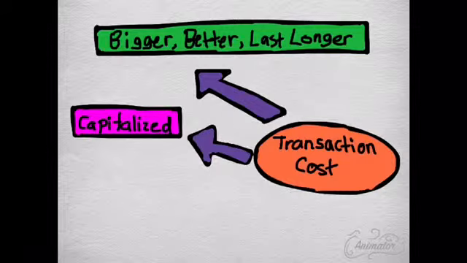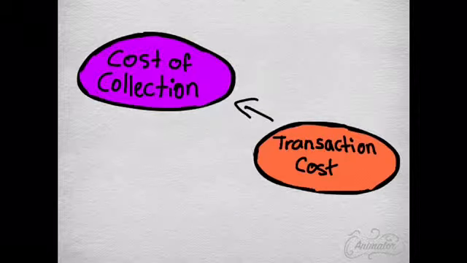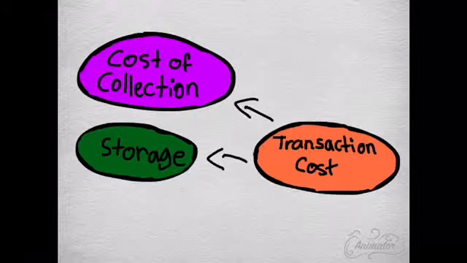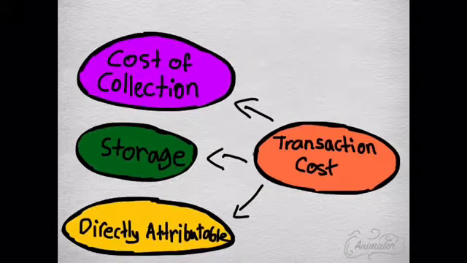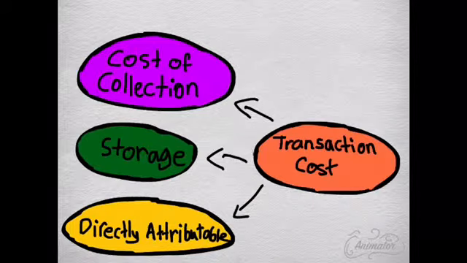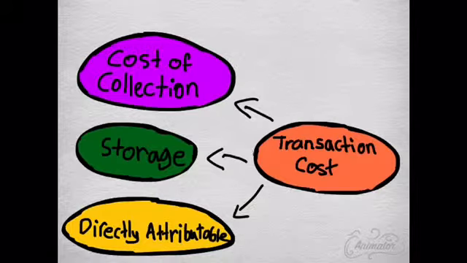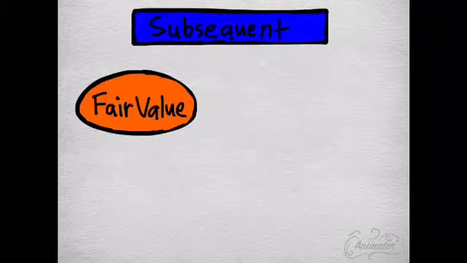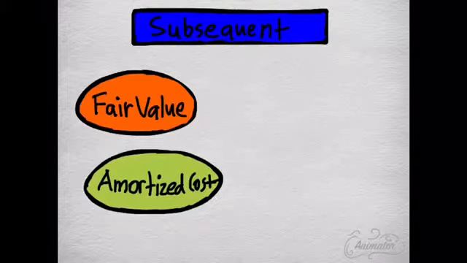So just to give you a quick example, these are the cost of collection of the accounts receivable, the storage cost of the cash, and other directly attributable costs. And you should be aware that transaction costs can also be called directly attributable costs. So now that we know how to measure financial asset initially, how about subsequently? One thing that you should know is that it has the same method as debt securities because it could be measured at either fair value or amortized cost.